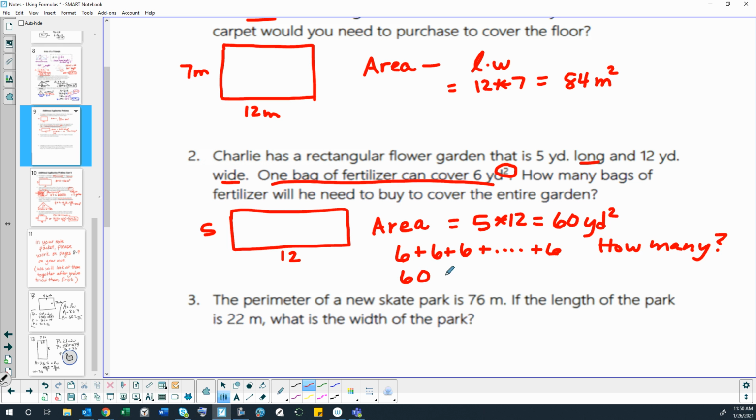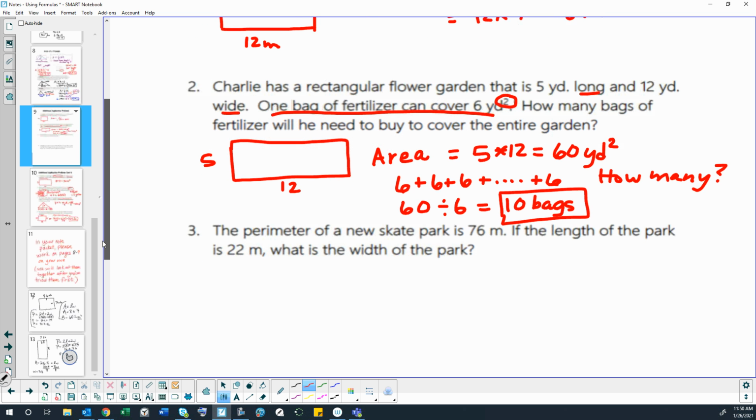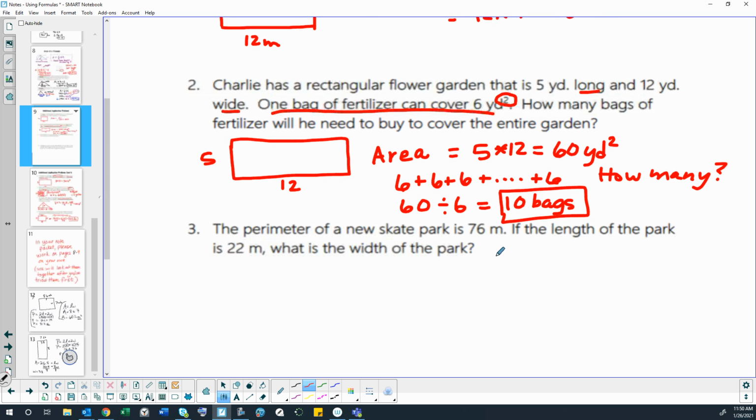We need 60 square yards and each one is 6 square yards. Couldn't we just divide to see how many we need? So that would be 10 bags, wouldn't it? We would need 10 bags of 6 each to add up to the 60 to cover that garden. So it's not always just about finding the area or finding the perimeter. Sometimes it's about applying something to that and how to use that in something that's possibly practical for your future lives or current lives.